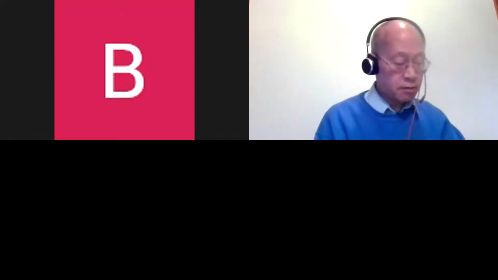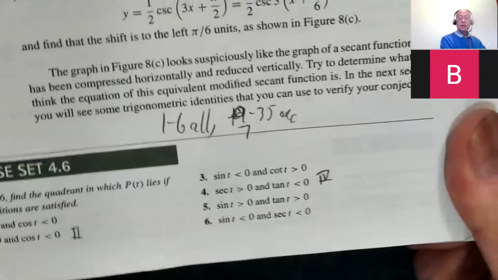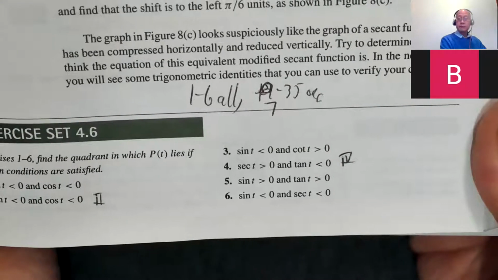What happened there? I lost the shared screen for some reason. Let's see if I can get it back. Okay, I'm back. So that's quadrant 4.